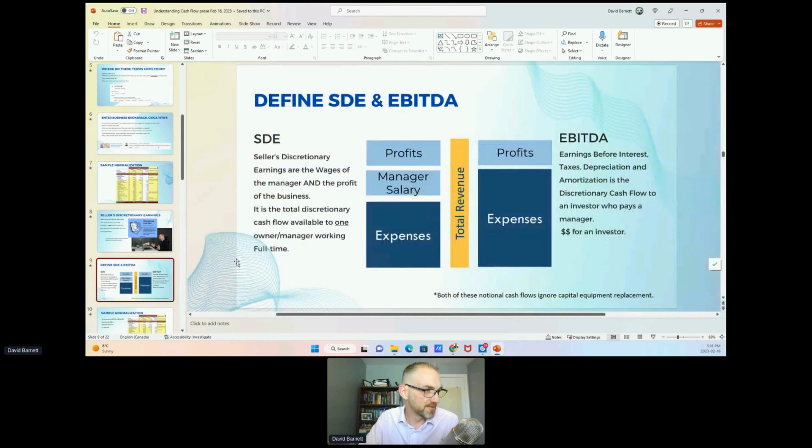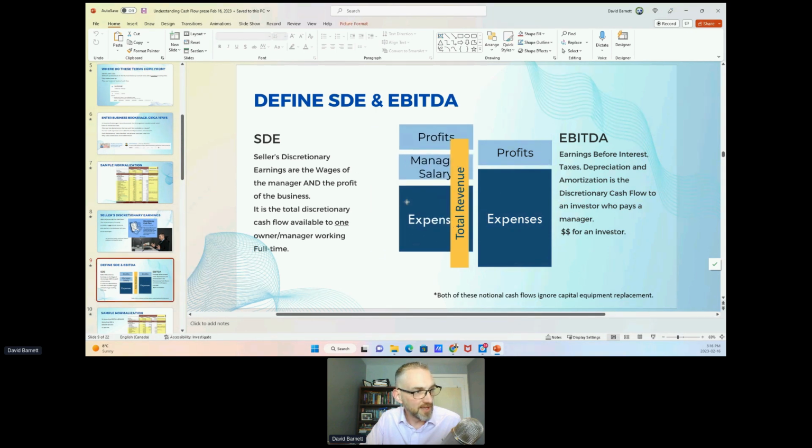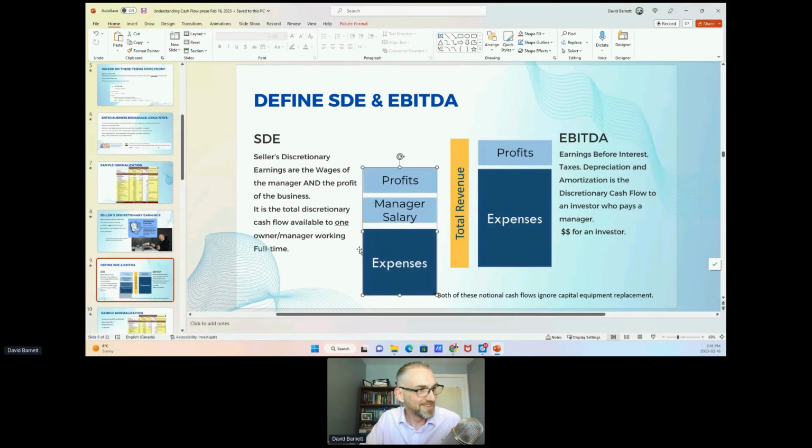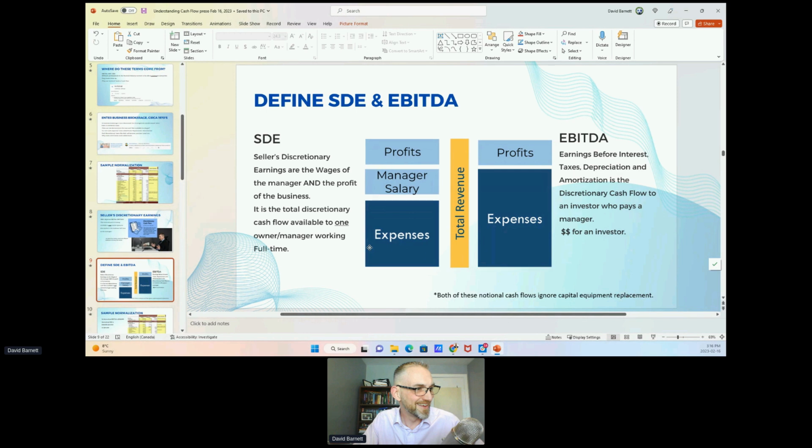Let me reiterate with this other slide because it makes it a little bit easier to understand with these blocks. So if you have the total revenue of the business is this yellow bar, on the left-hand side, we have expenses. I'm not used to giving presentations with this view open. Sorry, guys. The blue expense block is the expenses, and then we have a manager's salary. So think of an owner operator who works full time in the business, and the profit of the business. Both of those light blue blocks together make up the seller's discretionary earnings.